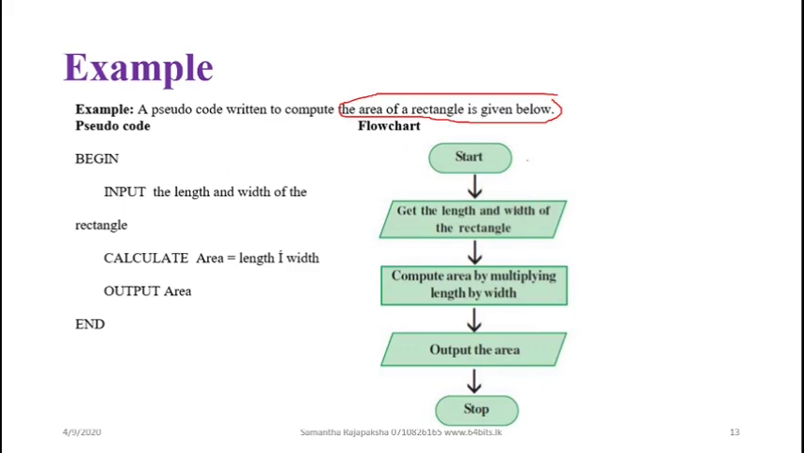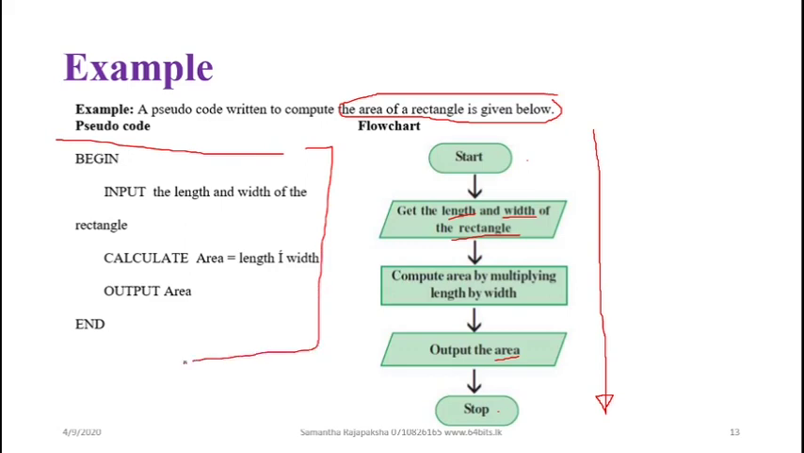You have to start. First you have to get the length and the width of the rectangle, and then calculate the area just by multiplying those two, and then output the area and finish. So these are the steps of the algorithm which we need to follow to get the area of the rectangle. The same thing you can write as an algorithm, by pseudocode: begin, input the length and the width, calculate the area, and output, end.